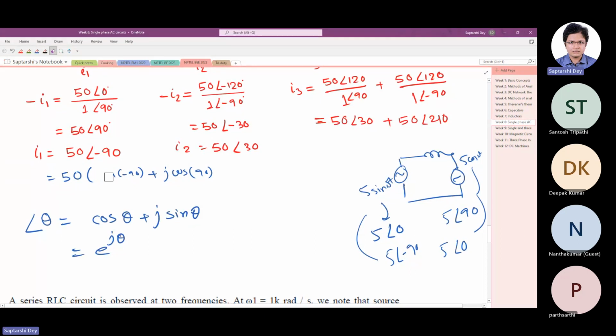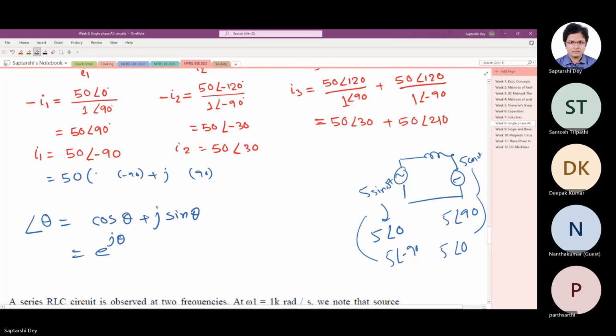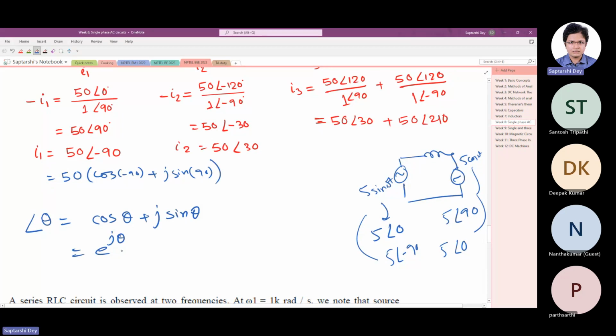It's cos theta plus j sin theta. Like this. Okay, so you can take it like this. Now for all the components you do this, then you take all the real parts together, you take all the imaginary parts together, calculate the value, you get something real plus imaginary, and that will be the final answer.